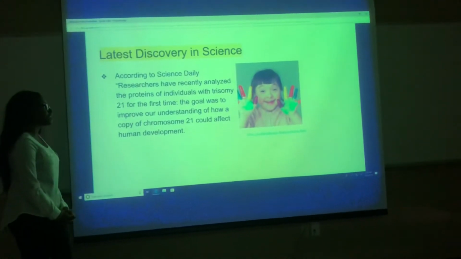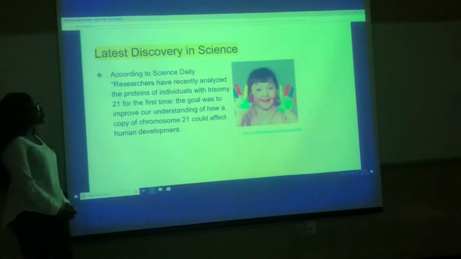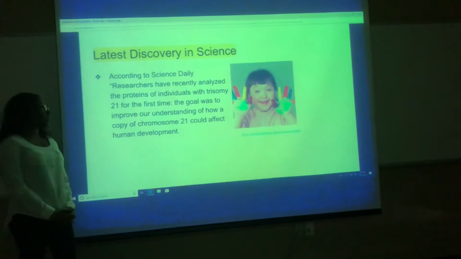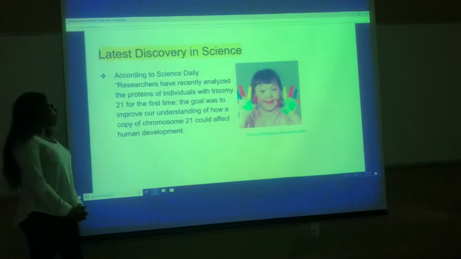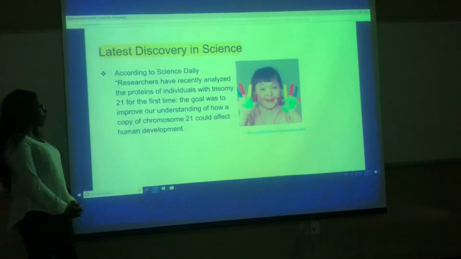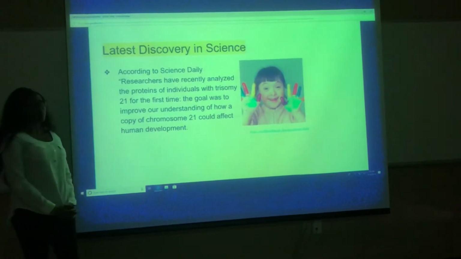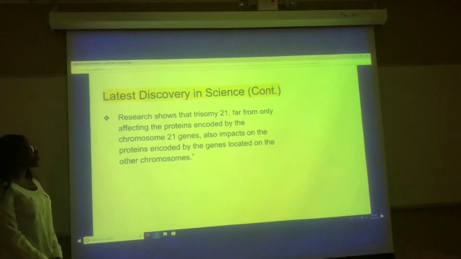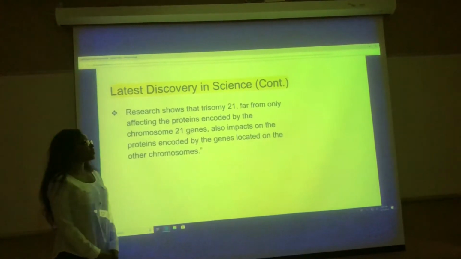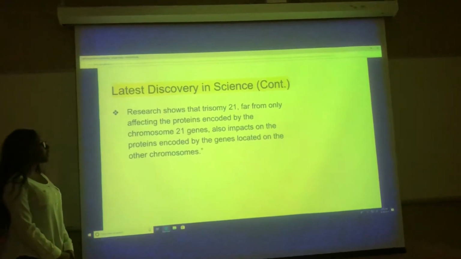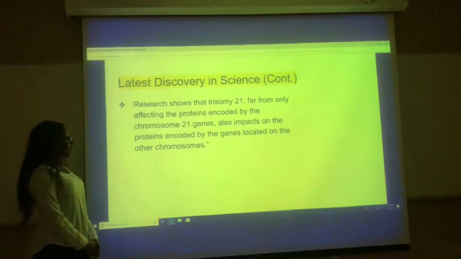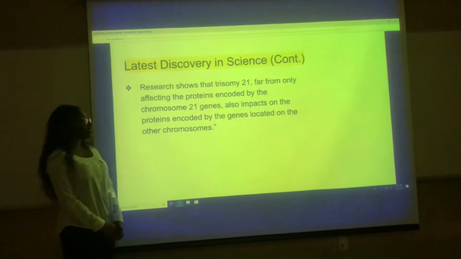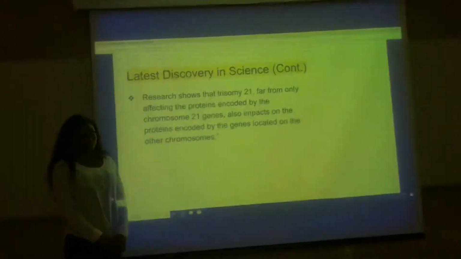Latest discoveries in science. According to Science Daily, researchers have recently analyzed the proteins of individuals with trisomy 21 for the first time. The goal was to improve our understanding of how a copy of chromosome 21 could affect human development. Research shows that trisomy 21 is not only affecting proteins encoded by the chromosome 21 genes, it also impacts the proteins encoded by the genes located on other chromosomes.